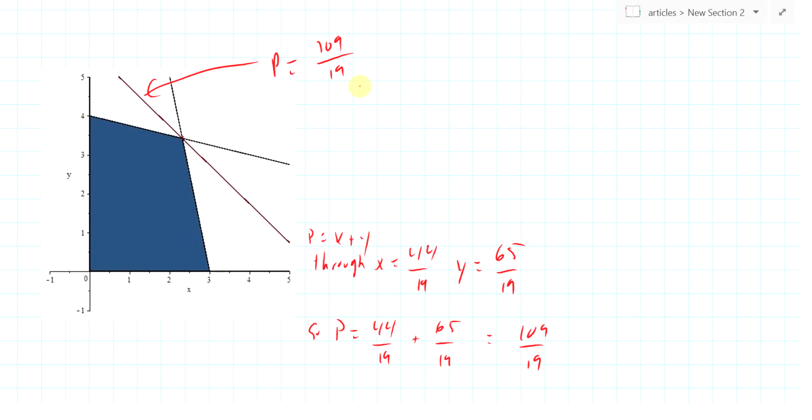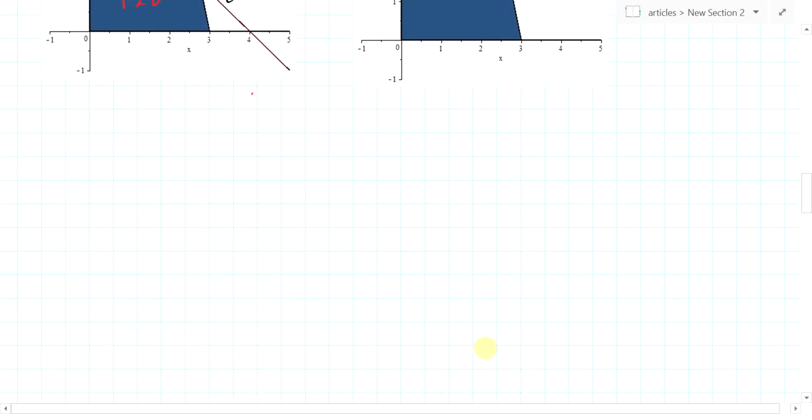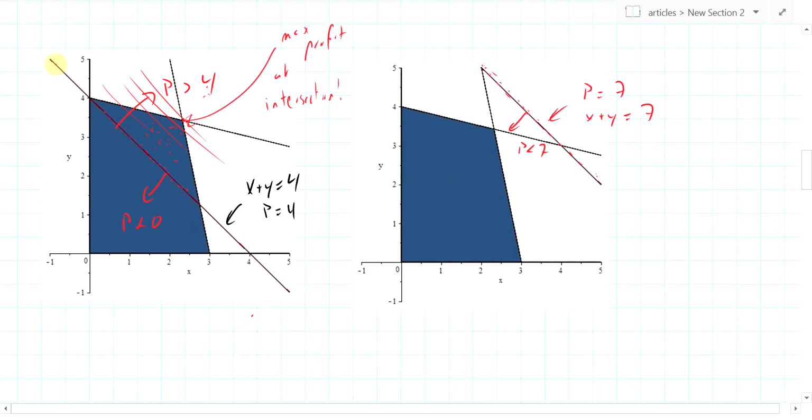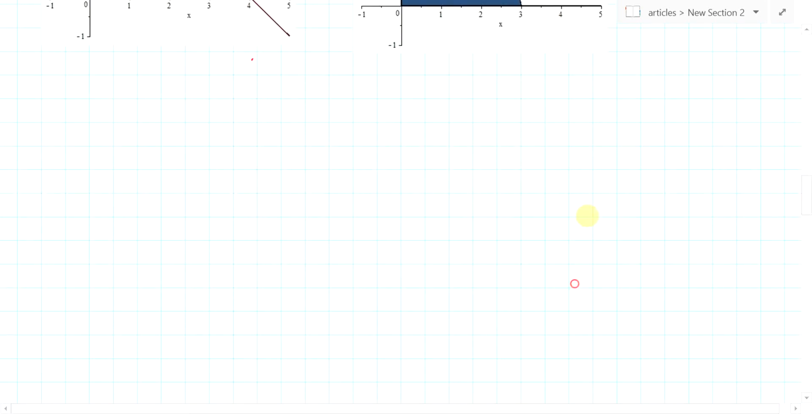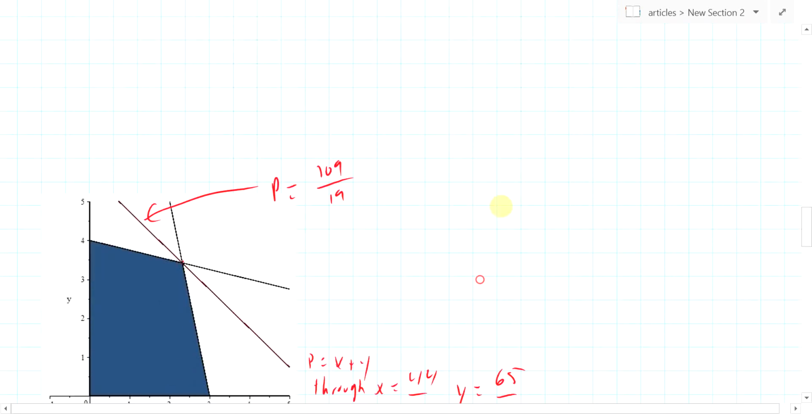So, in looking at this, right, this is $4 profit. We can make more than that. This is $7 profit. We can't make that much. Right here, right at that corner, that's where we get the maximum profit, 109 over 19, which is a little more than 5.